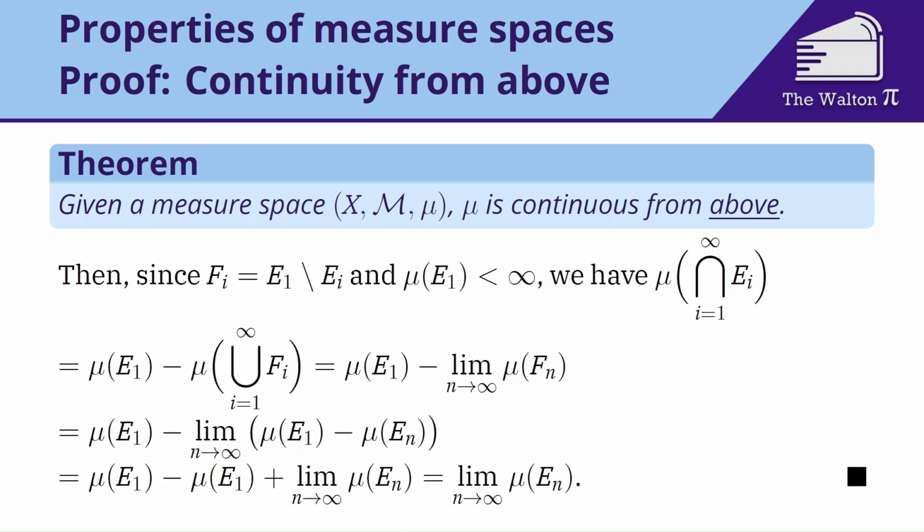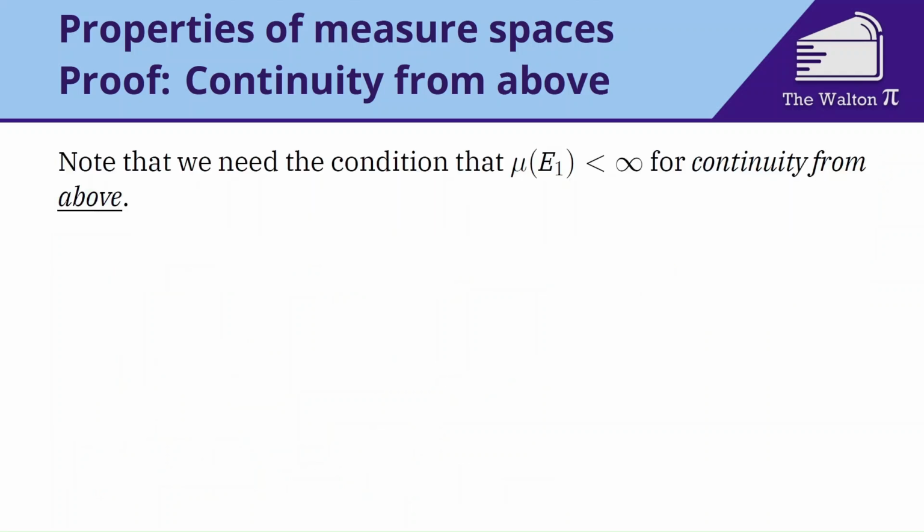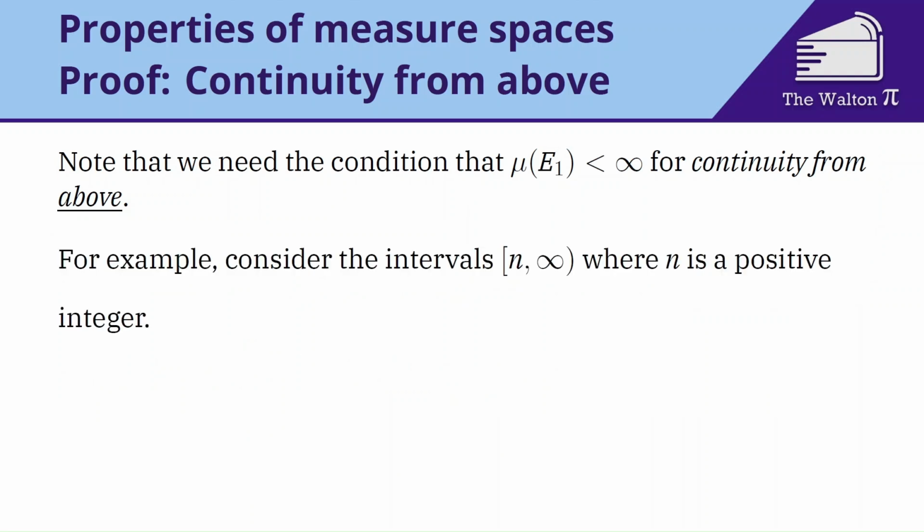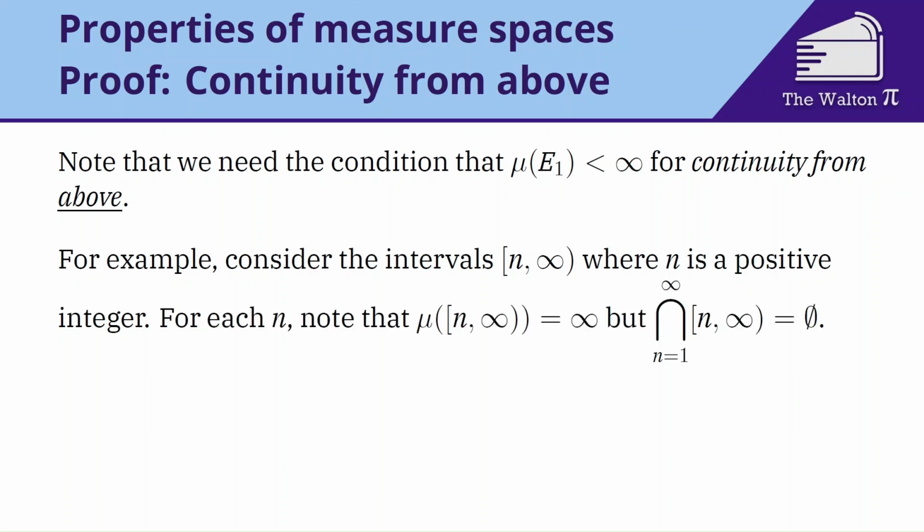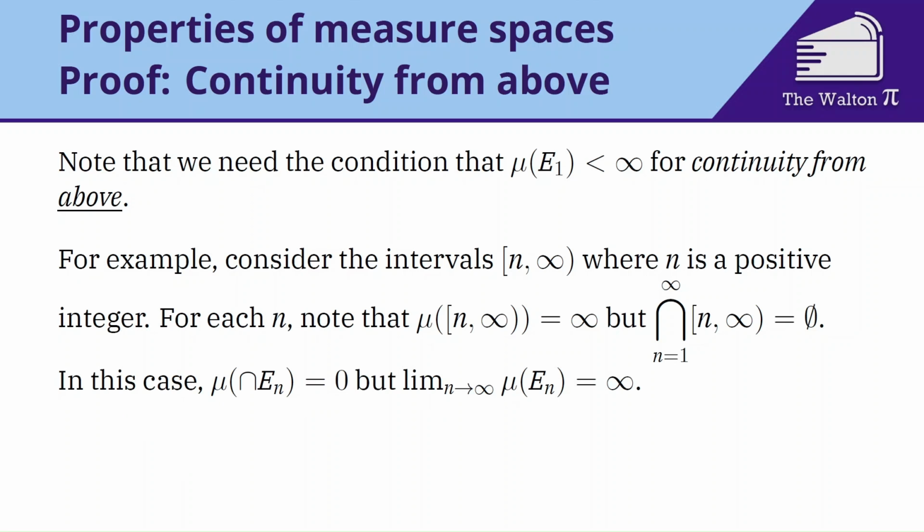Note that the reason we need mu of E_1 to be finite is so that we are able to actually cancel mu of E_1 minus mu of E_1. Otherwise we are unable to actually do that cancellation. So we do need the condition for mu of E_1 to be finite. For example, you can look at the intervals [n, infinity), where n is a positive integer. For each n, the measure of that is going to be infinite, but the intersection of all of them is empty. So in that case, the measure of their intersection is 0, but the limit of their measures would be infinite. And so that's one example as to why we need, for continuity from above at least, that mu of the first one be finite.